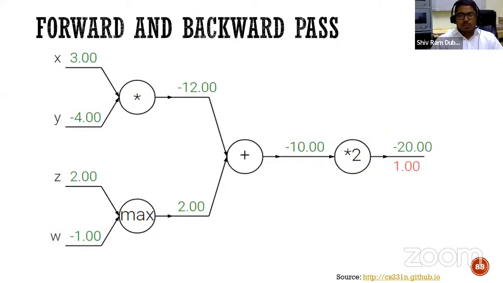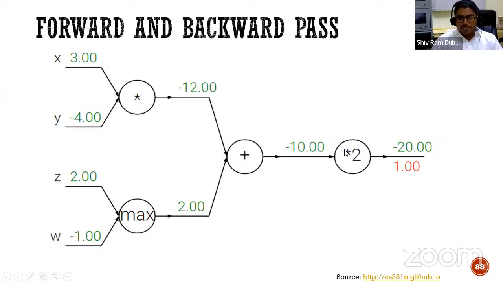In the backward pass, what do we do? Let's pass the unit gradient and see how much we will get. Suppose the final output is f, then we need to compute del f by del x, del f by del y, del f by del z, and del f by del w. So now what we will do is compute the local gradient and multiply it with the running gradient. That's actually the chain rule. So what is the local gradient here?